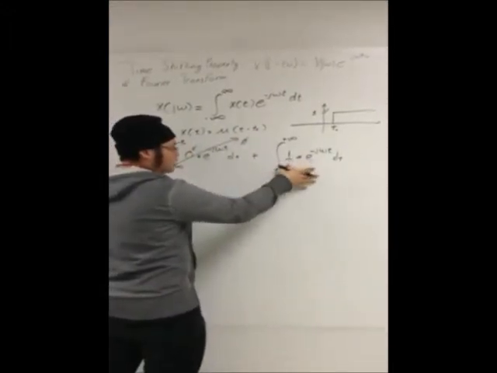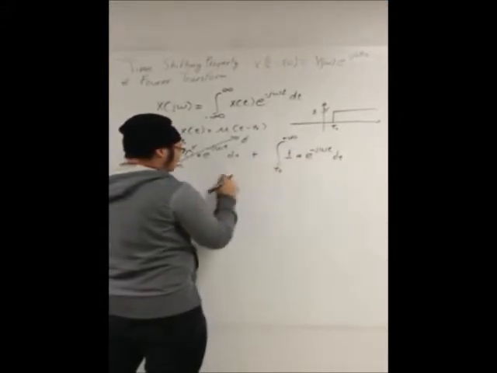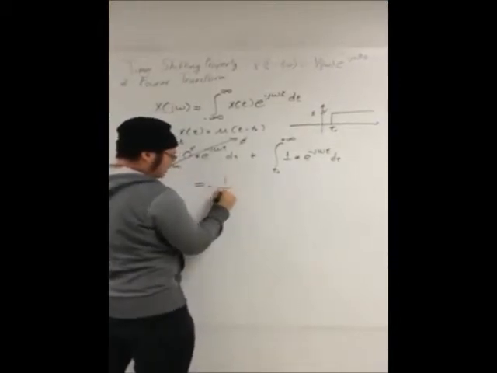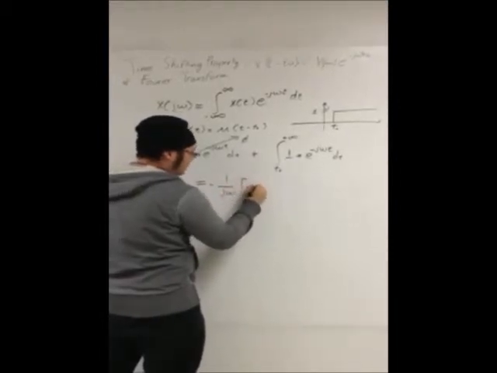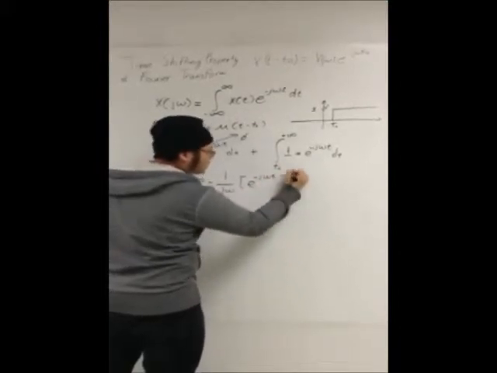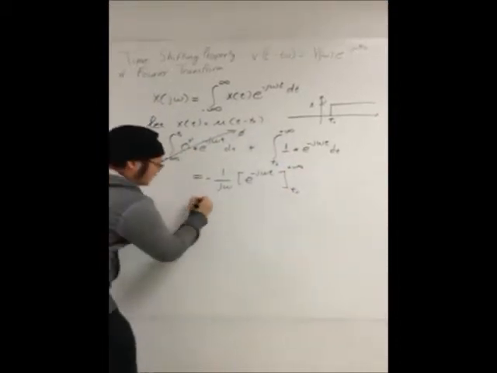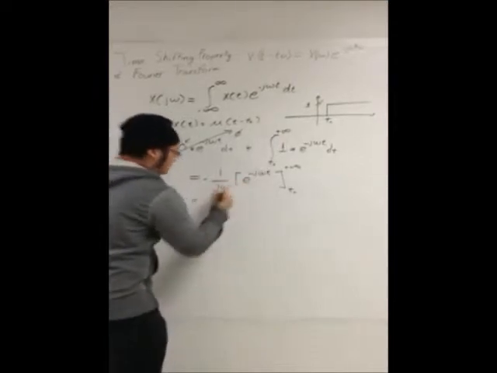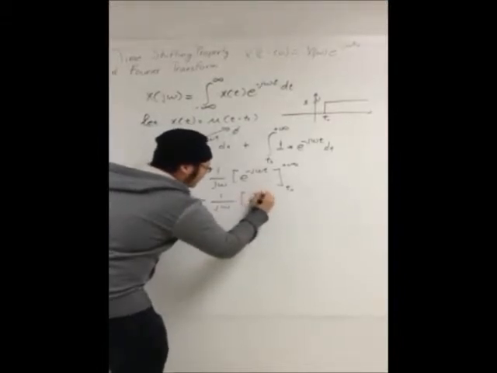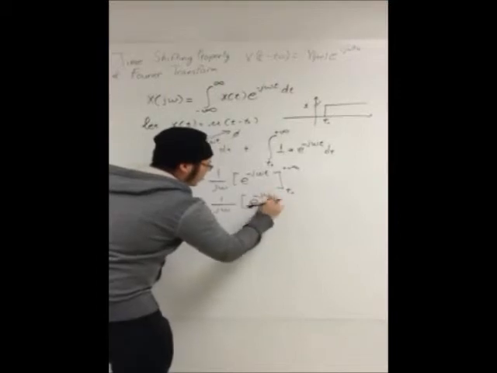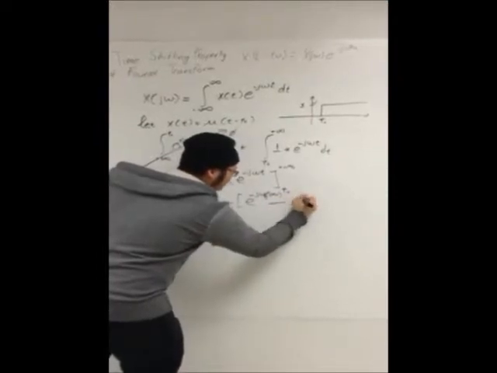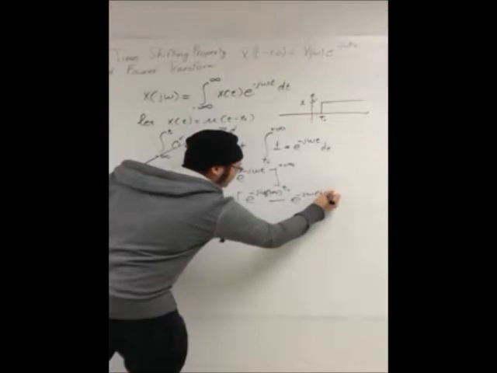Now we use the integral. After we derive this, we have this form: negative 1 over j omega times e to the negative j omega t, with limits between t0 and positive infinity. And then we put the limits inside this equation. We have e to the negative j omega times infinity, subtract e to the negative j omega t0.